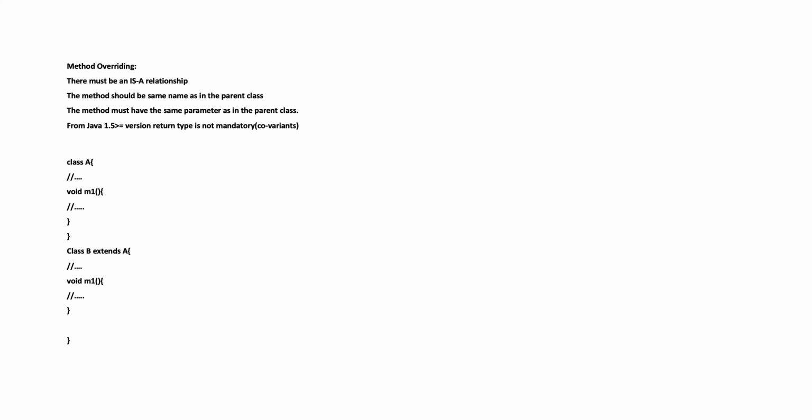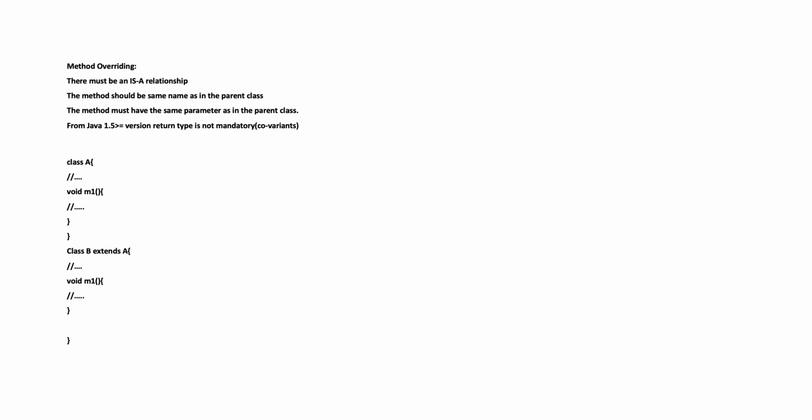If it is done at compile time, we call it method overloading, which is nothing but compile time polymorphism or static polymorphism. Method overriding is a dynamic polymorphism.